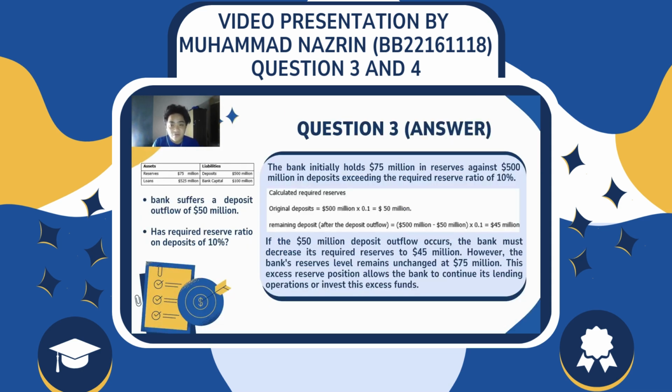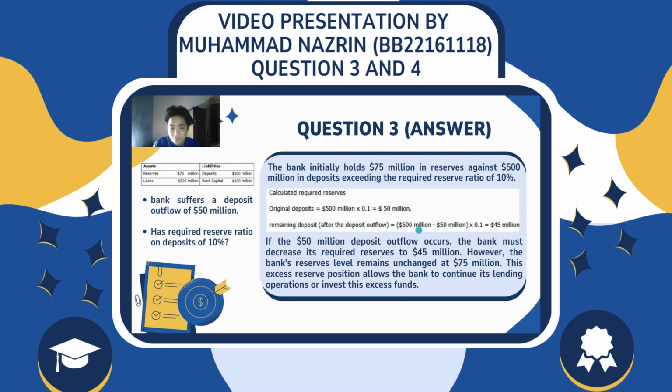So this is the answer for question number 3. The bank utility holds 75 million in reserve against 500 million in deposit, exceeding the requirement reserve ratio of 10%. So this is the following. The formula I'm using is original deposit, 500 million, multiplied by 0.1. We get 0.1, which is 10% divided by 100. So we get 0.1. After we get this, we get 50 million.